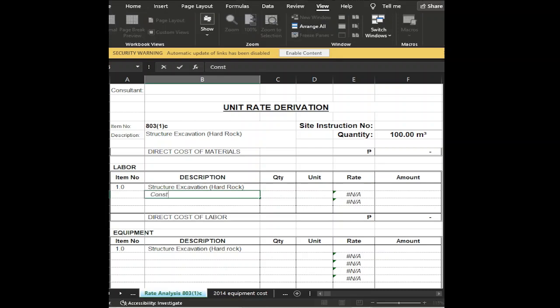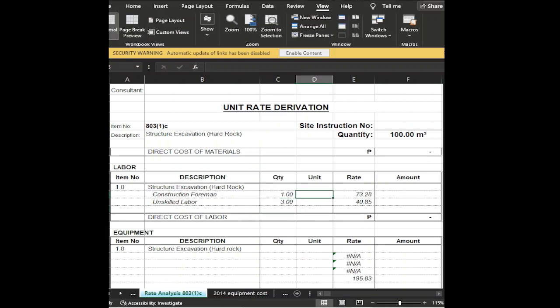We will have construction foreman, which is 1, and we have unskilled labor. We need also 3, just like before. Our unit for this one is peso per hour, and peso per hour also here. Sorry, peso per hour, and for here it is peso per cubic meter.